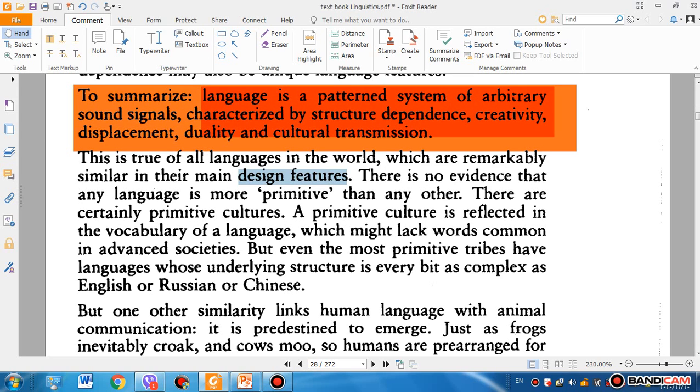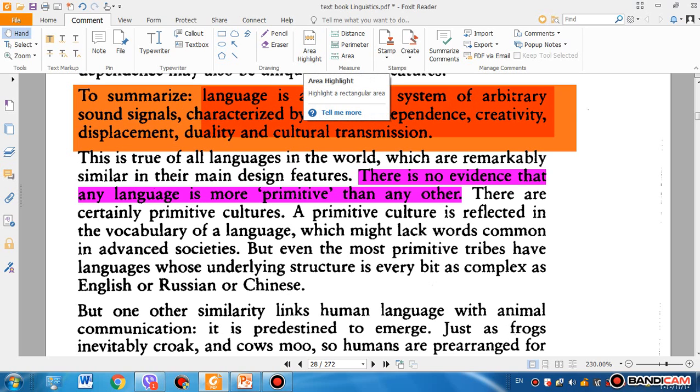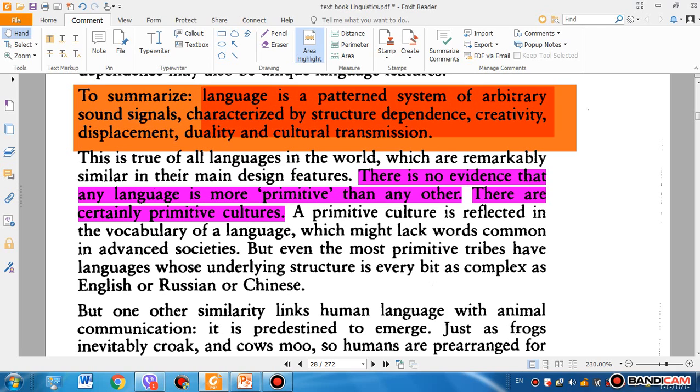There is no evidence that any language is more primitive than another. These are certainly primitive cultures, but the culture being simple and primitive does not make the language so. Primitive culture is reflected in the vocabulary of a language.